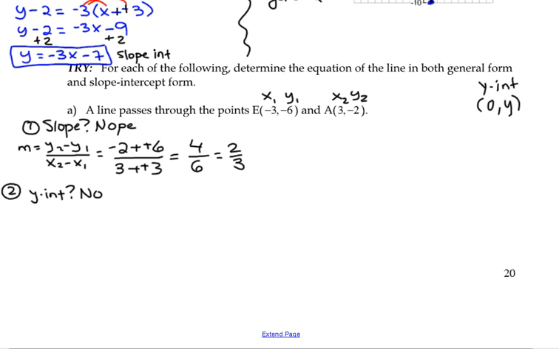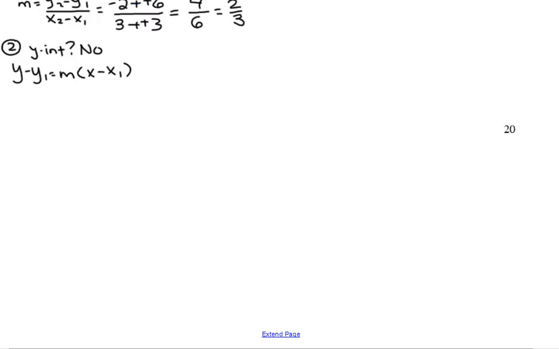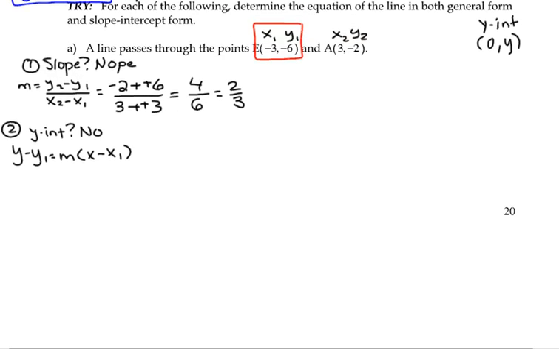So if we can't use the y-intercept, then what formula do we have to use? y minus y1 equals m times x minus x1. So we need a slope, we got it, and a point. Well, we got two, so we just need to pick one. For the sake of convenience, can I use the one that's already labeled as x1, y1? Sure, why not? With math, it's nice to keep things as simple as we can. Let's not complicate them more than they need to be. So y minus, what's y1? Negative 6. So y minus a negative 6 becomes plus 6.